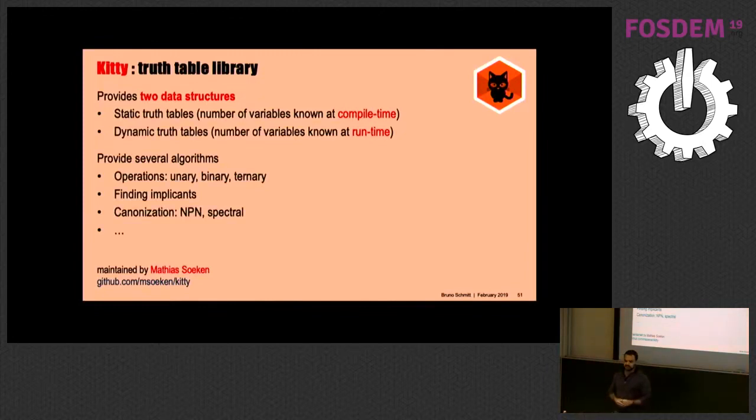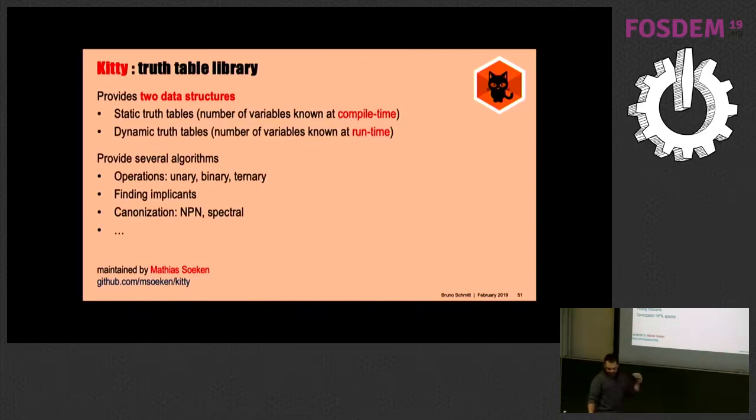It provides 2 data structures to manipulate truth tables. We have static truth tables and dynamic truth tables, and the main difference is whether you know the number of variables at compile time or at runtime, and some of its algorithms will be faster if you know at compile time the number of variables. It also provides several algorithms to do operations between truth tables, finding implicants, canonization, NPN, spectral. If you have no idea what that is, you can again look at the documentation. It is there, it is explained.